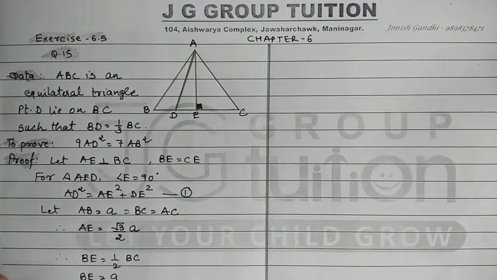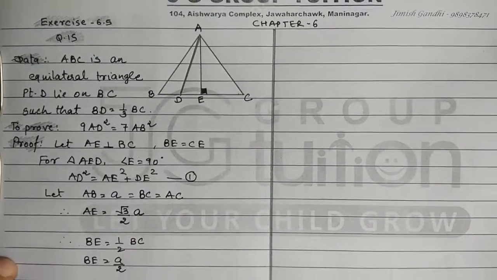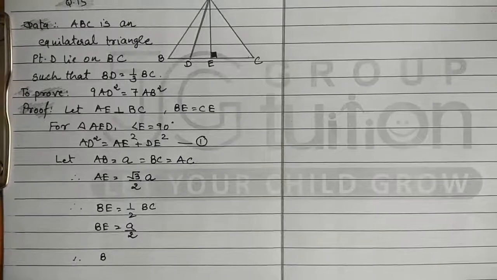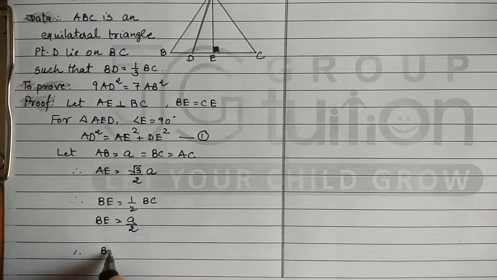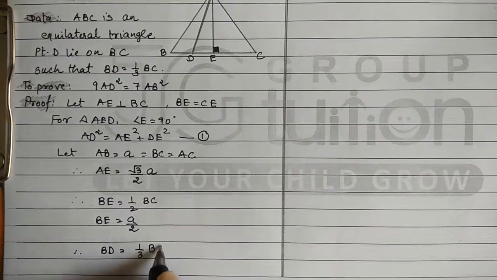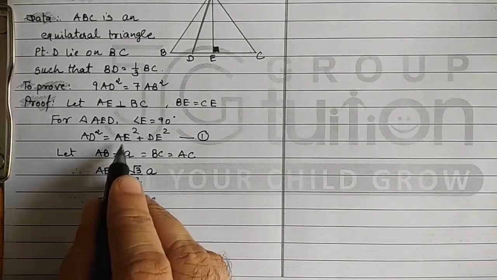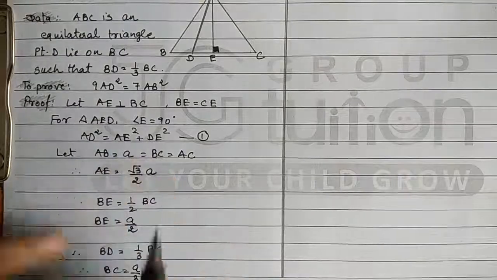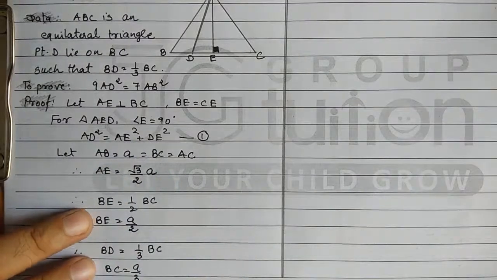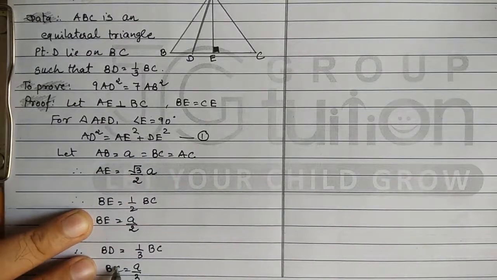So first the relation between BD and BC, which is given: BD is 1/3 of BC. So we can say that BD is equal to 1/3 of BC, as BC is a, so it is a by 3. So remember students, I'll use AE for this and I am going to obtain DE by using this too. Fine, it's BD, I am sorry.